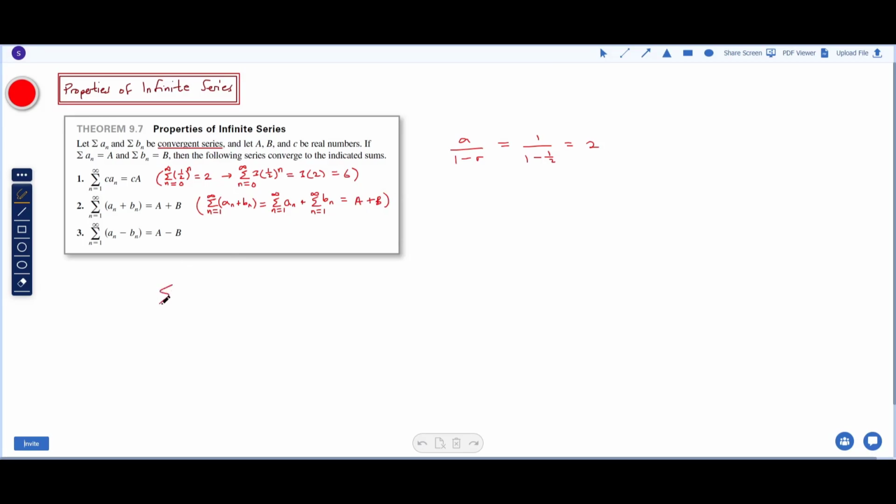Right? Remember, when you're summing a sub n plus b sub n, you can break that into individual sums. Now, for rule number 3, it's the same idea, but just with a minus sign.